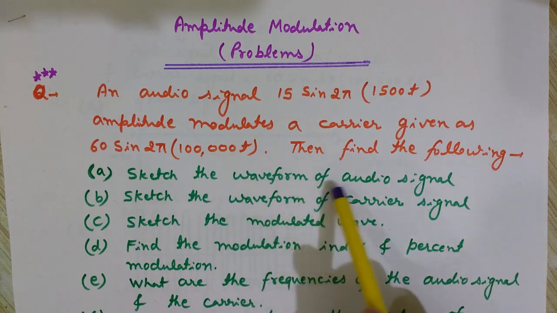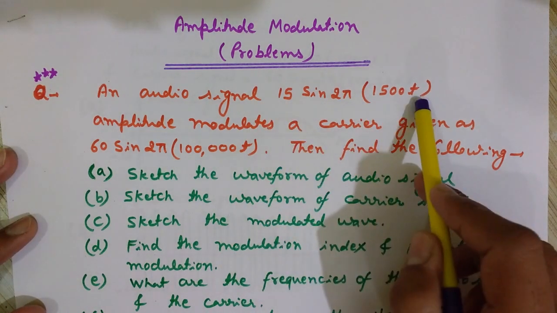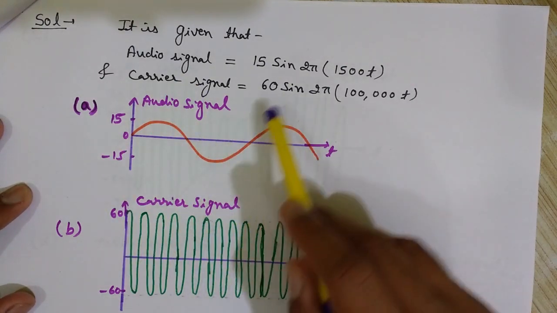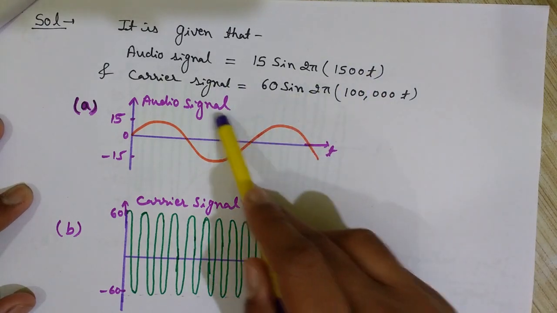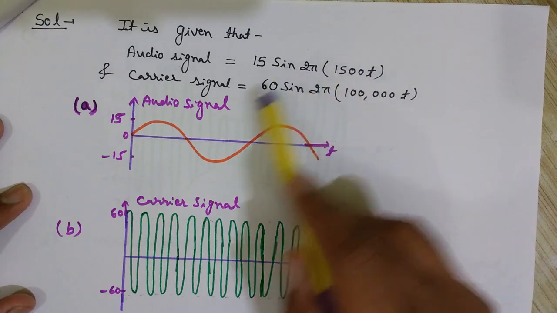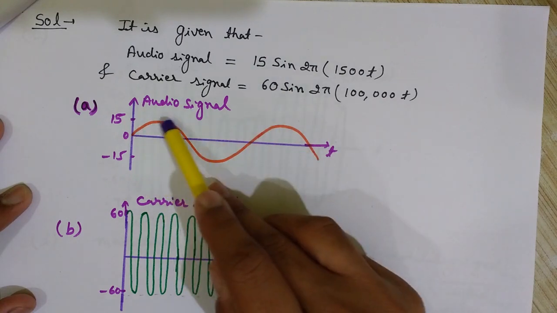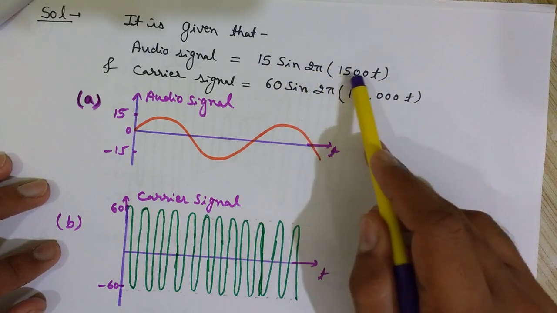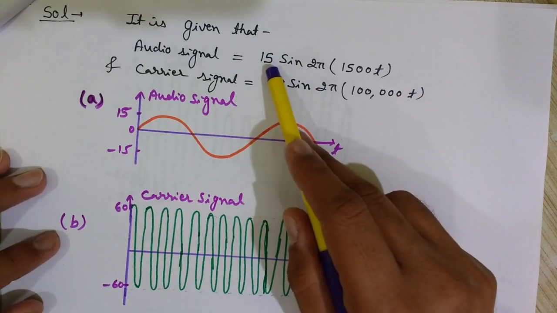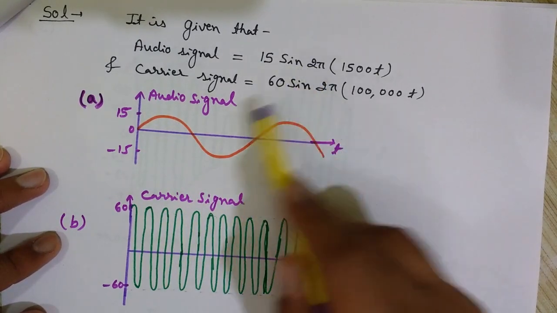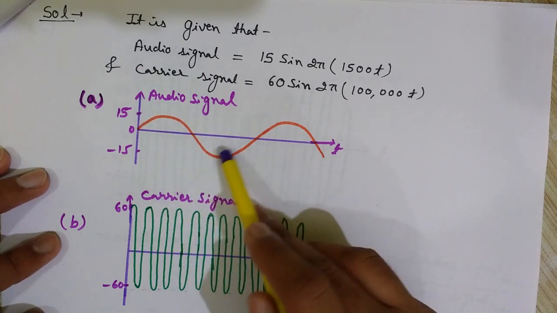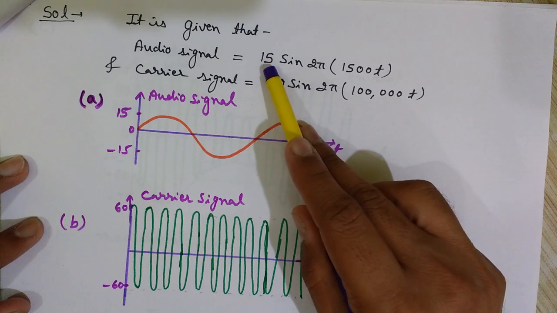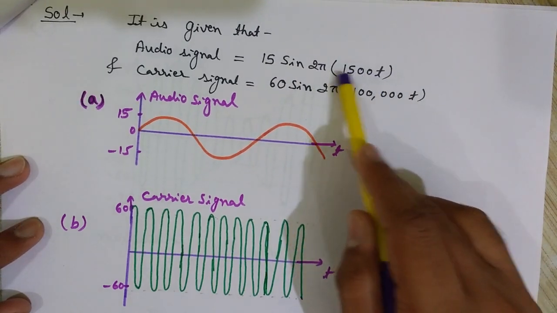First is to sketch the waveform of the audio signal. This is the equation of the signal, 15 sin(2π·1500t). See here, this is the waveform of our audio signal. It is a sinusoidal signal, so it has the shape of a sine wave. Its amplitude will be 15, because the standard format for this equation is A sin(2πft), where A is the amplitude, the maximum peak value. So this is the positive peak and minus 15 is the negative peak. It is very simple. And its frequency is 1500, because f is the frequency in the standard format A sin(2πft).